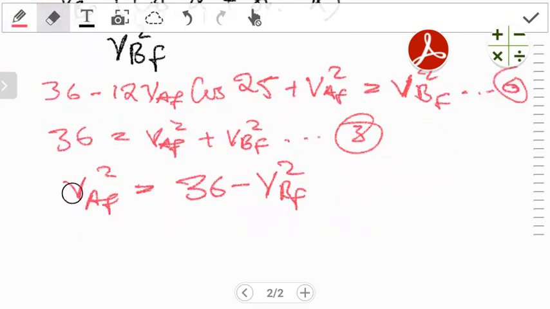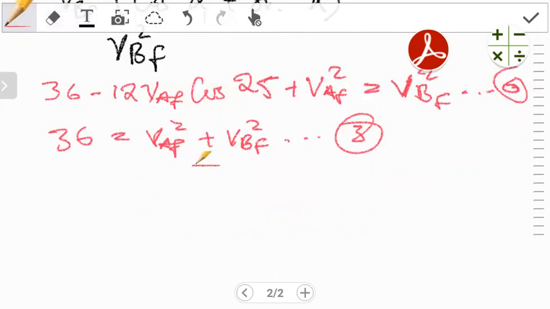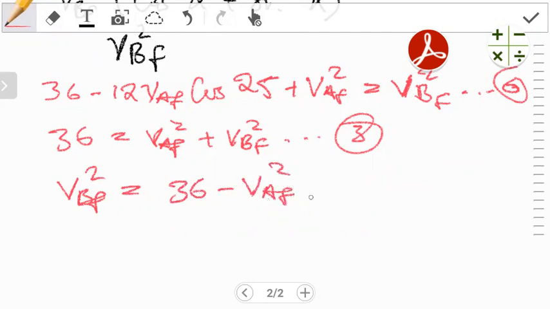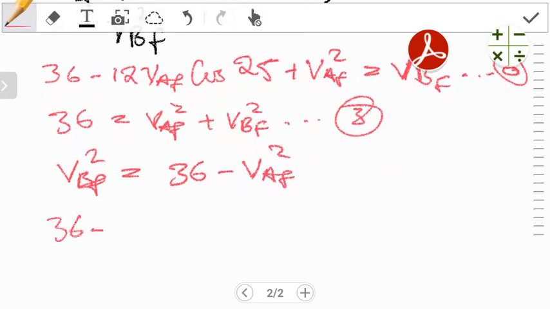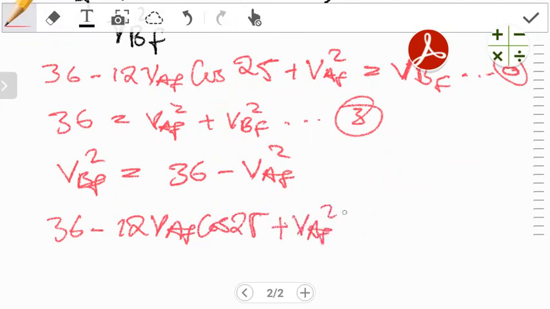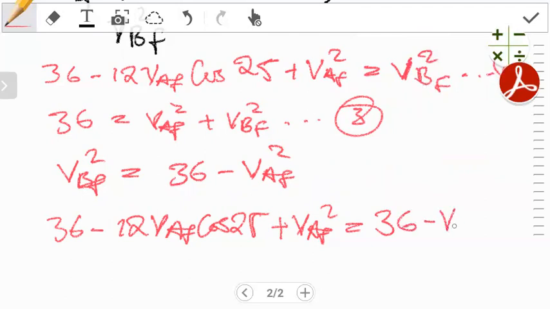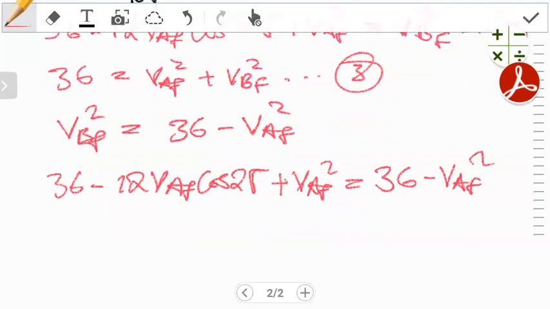Let me just do that. VB final is on its own, so I'm going to make VB final squared the subject of the formula: VB final squared is equal to 36 minus VA final squared. Now I'm going to substitute this into equation 6. This becomes 36 minus 12 VA final cos 25 plus VA final squared is equal to 36 minus VA final squared, substituting VB final squared by this side.